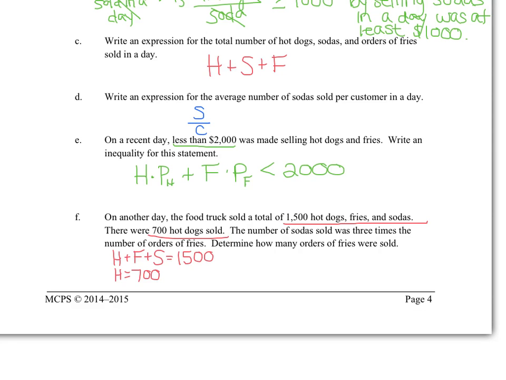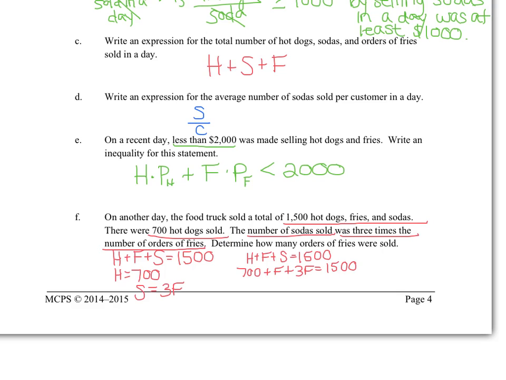Finally, we know that the number of sodas sold, S, is equal to 3 times the number of orders of fries. So the number of sodas is going to be equal to 3 times F. And they want us to determine how many orders of fries were sold. Well, if we have H plus F plus S equals 1,500, and we know H is 700, we can substitute that in. We don't know what F is, but we know that S can also be written as 3F.